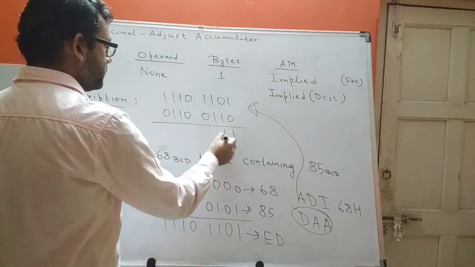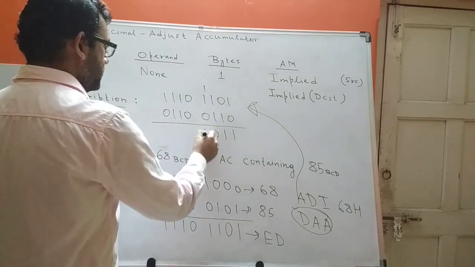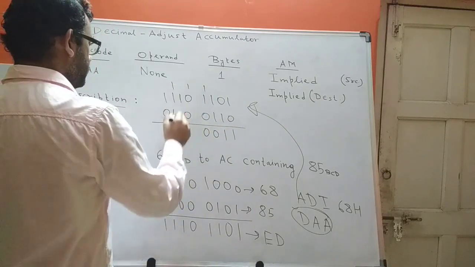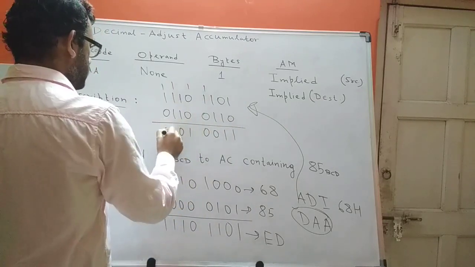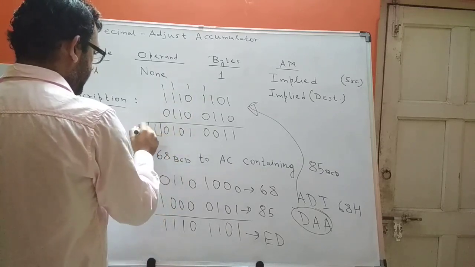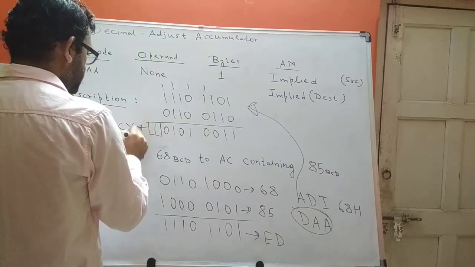So this is 1, this is 1, this is 0 with a carry of 1. So this is 1, 1, 1, 0 with a carry of 1. Now see, this is what? This is my carry flag, right? My carry flag has been set to 1.